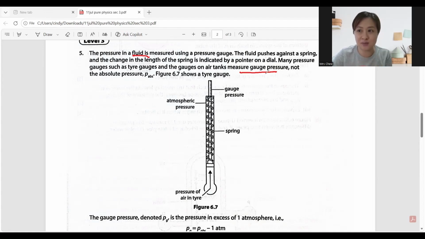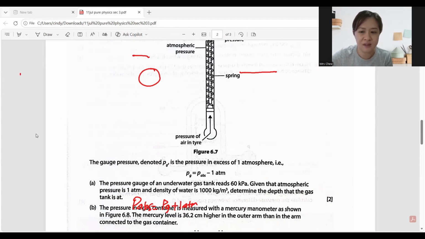Okay, it measures the gauge pressure, not the absolute pressure. So let's move on, and you will realize, what is the difference? The gauge pressure, PG, is the absolute pressure minus 1 atm. So basically, if you want to get the absolute pressure of, let's say, the gas, it is the gauge pressure plus 1 atm.